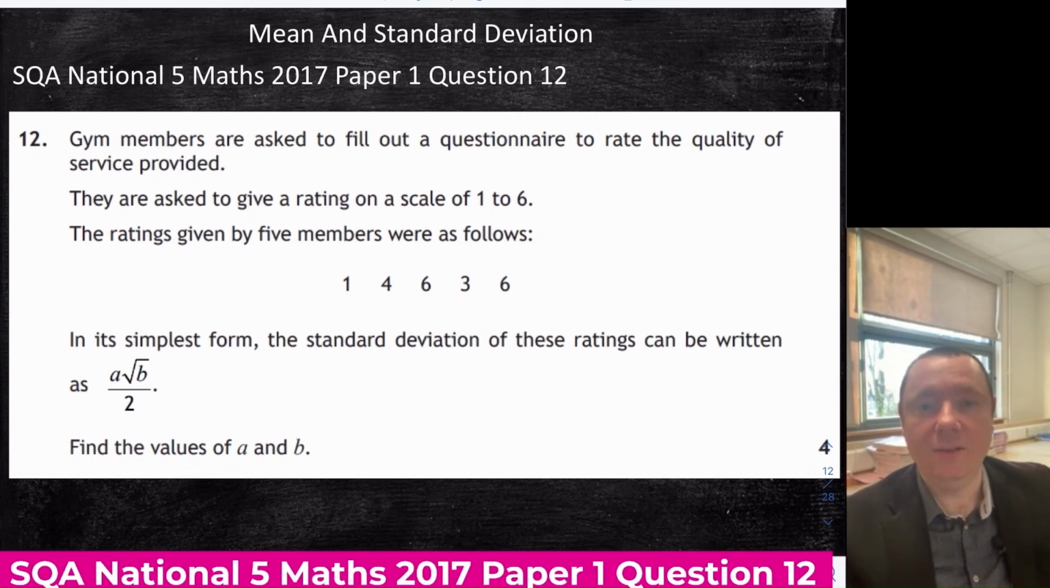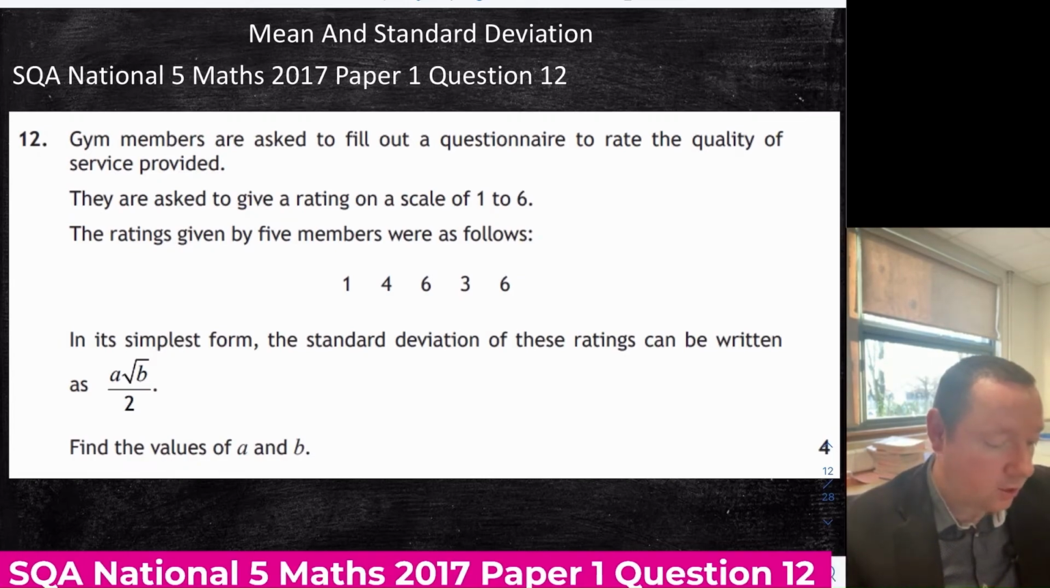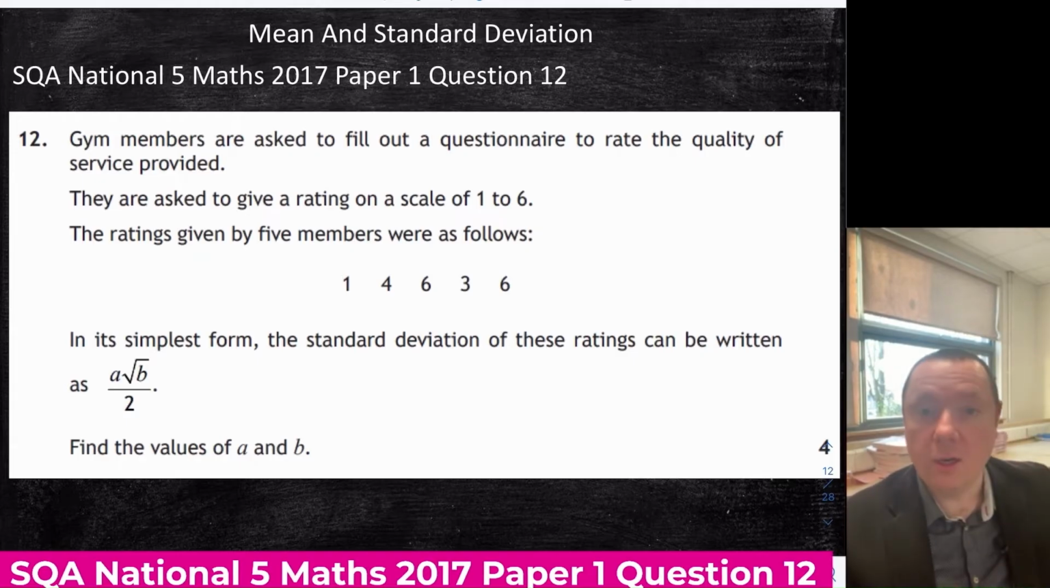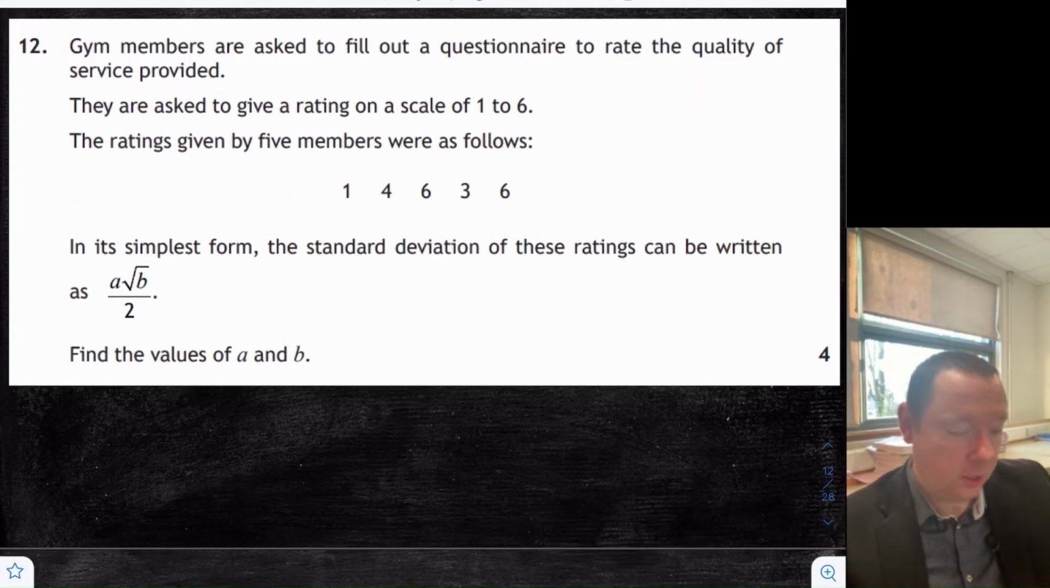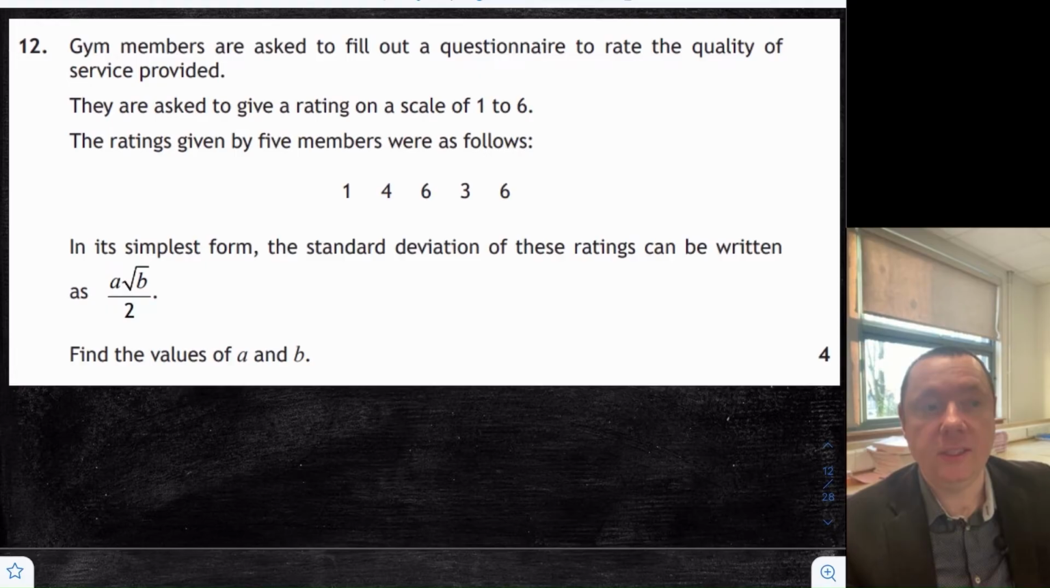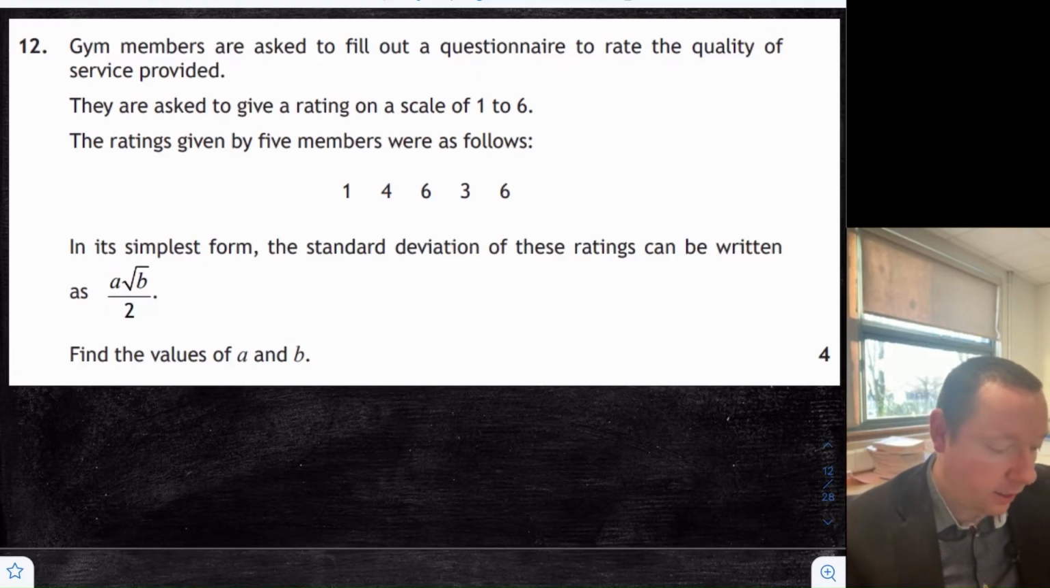And now a standard deviation question, this time in the SQA National 5 Maths 2017 paper 1, question 12. So again, a non-calculator one. Gym members are asked to fill in a questionnaire to rate the quality of the service provided. They're asked to rate on a scale of 1 to 6 as shown. 5 gym members picked 1, 4, 6, 3, 6. In its simplest form the standard deviation can be written as A root B over 2. Calculate the values of A and B.